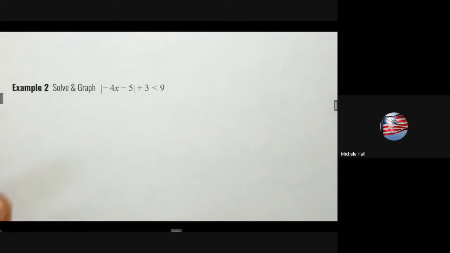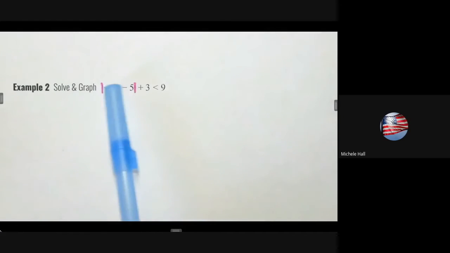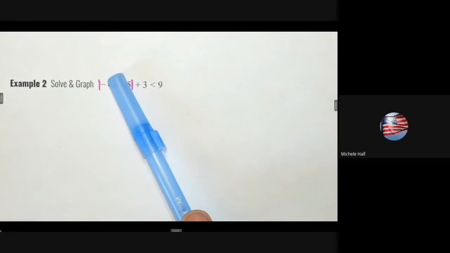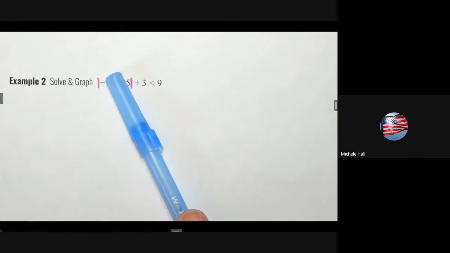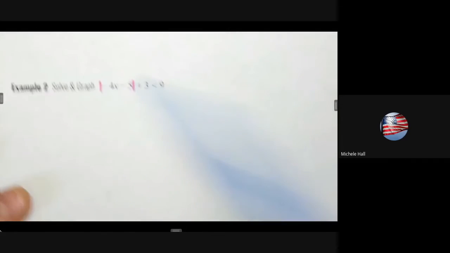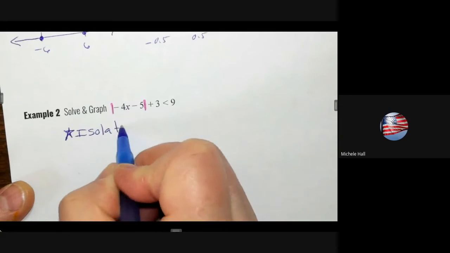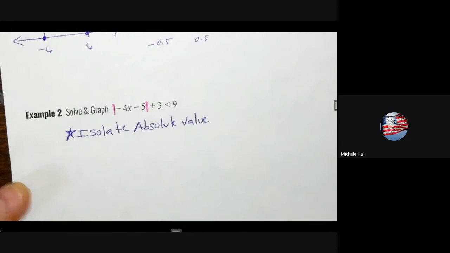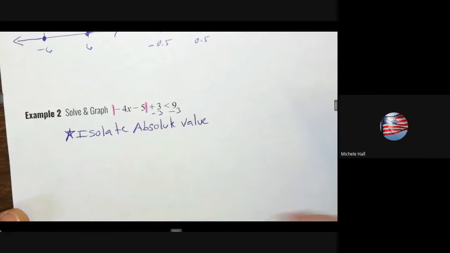Example 2, solve and graph. Now notice that our absolute value is not by itself on the outside. It doesn't matter about what's on the inside. On the outside, we can see that it's being added by a 3. We need to isolate this absolute value before we can set it up. You can't just put the signs there. You have to make sure that you isolate it. So we're going to subtract 3 to the other side, and that will leave the absolute value by itself.